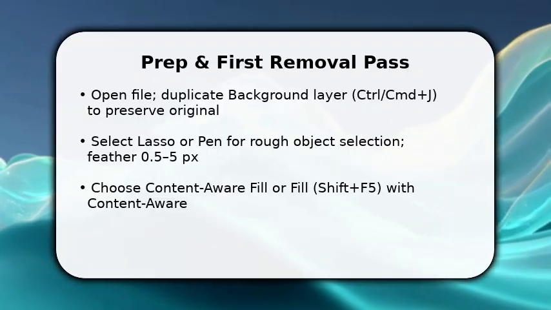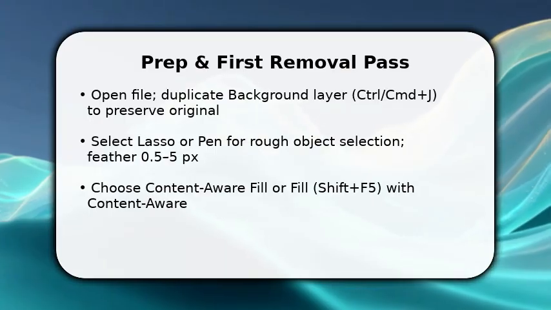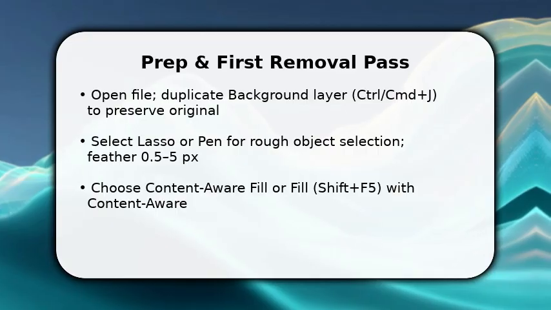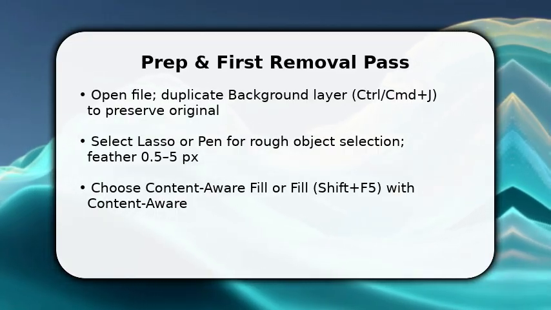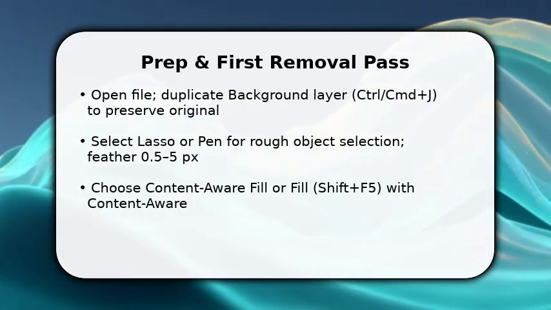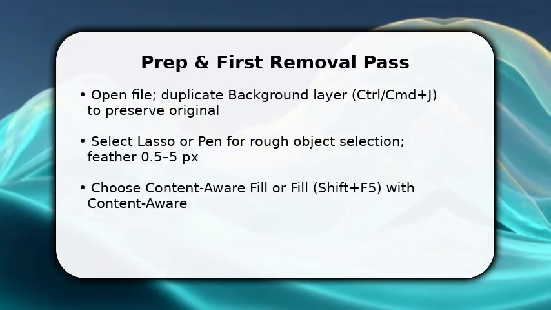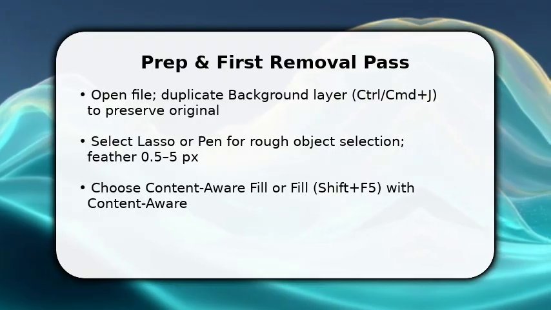You'll start by duplicating the background layer so you can always revert. Once done, make a rough selection around the object with the lasso or pen tool. Keep a small feather like 0.5 to 5 px so edges blend. Then invoke Content Aware Fill or hit Shift plus F5 and choose Content Aware.